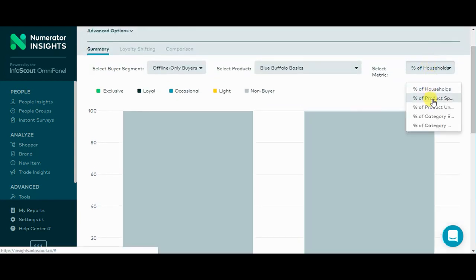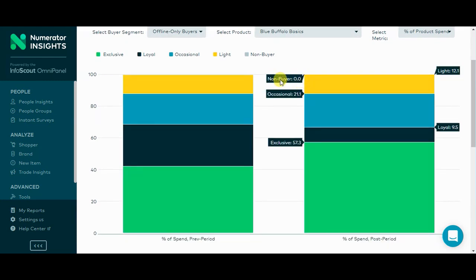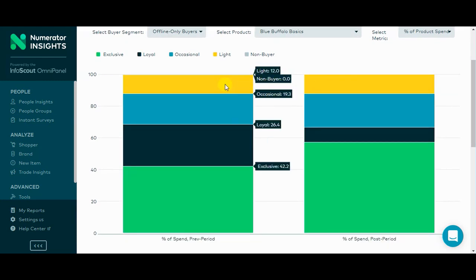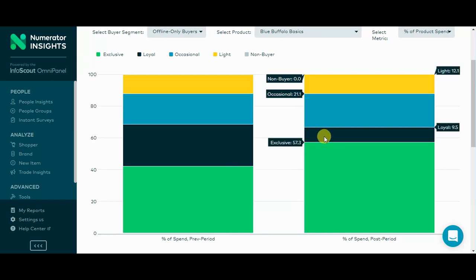So let's look at percent of product spend. So here we'll be able to see how things have shifted specifically for that percent of spend. So obviously we have substantially more exclusive buyers than we see from the previous period. Not nearly as many loyal, so it looks like we've shifted quite a bit of the loyal people down to exclusive, which is good. Exclusive means they are only buying our brand. Then we have a little bit more occasional and maybe the same amount of light buyers.